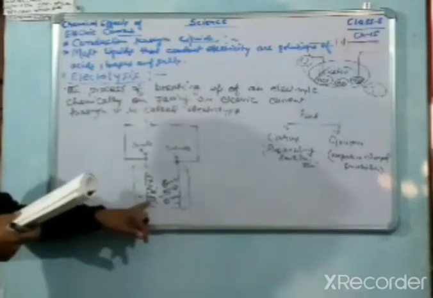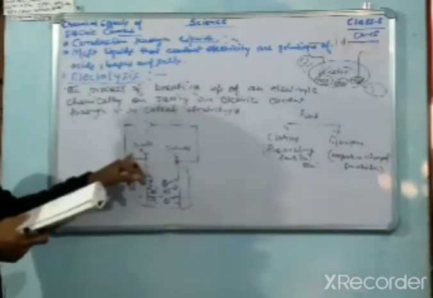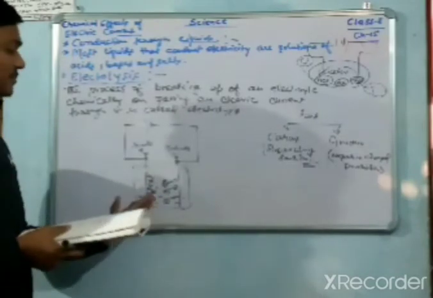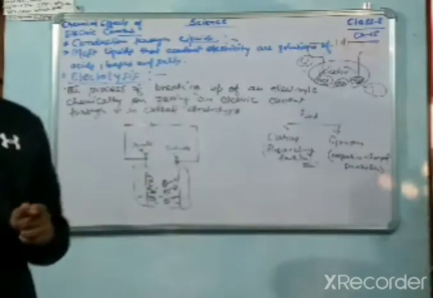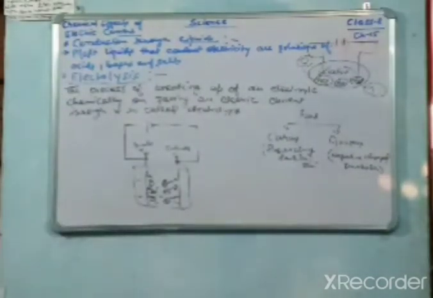So the negatively charged particles come to the anode, and all the positively charged particles dissolved in water are attracted toward the cathode. This will happen during the process of electrolysis.